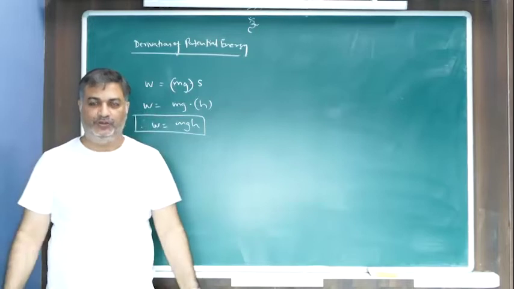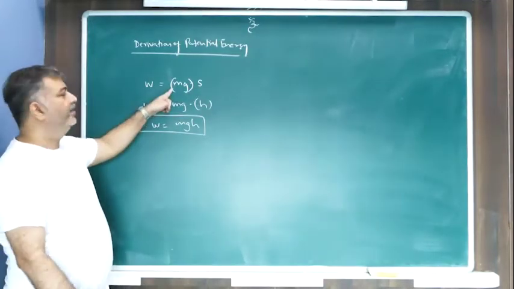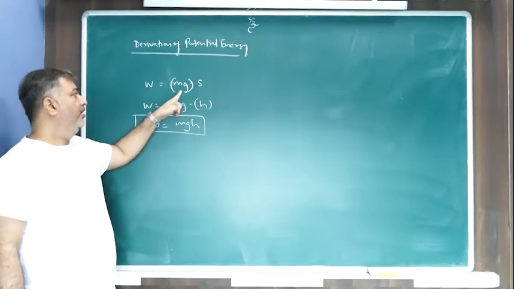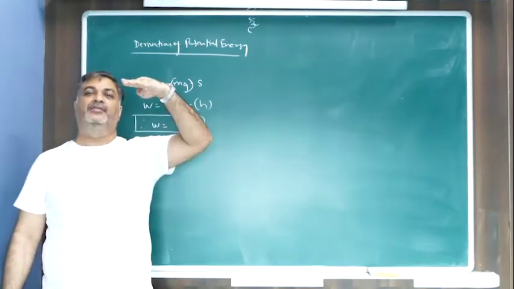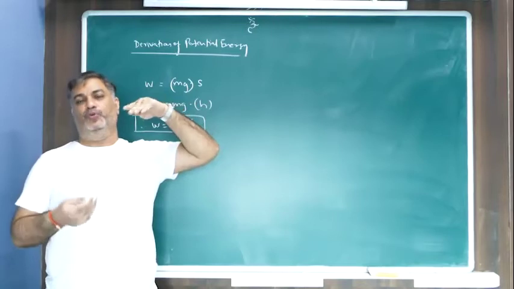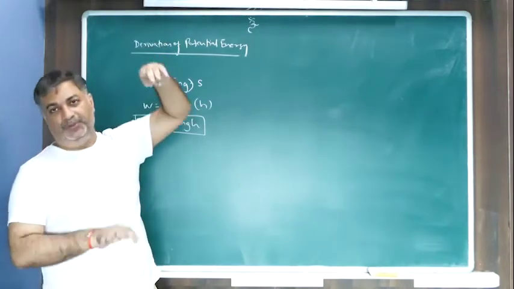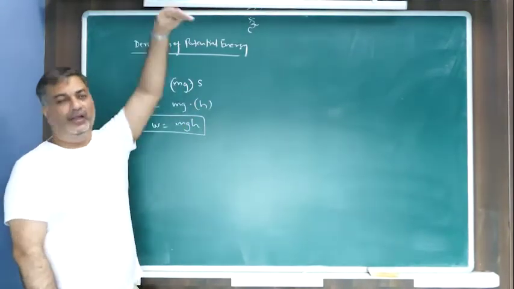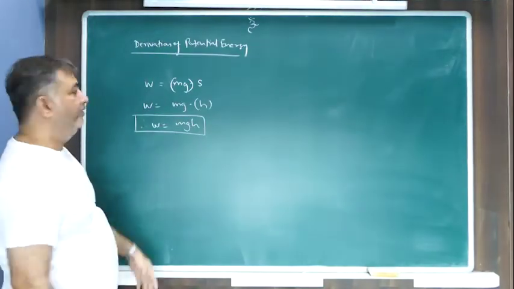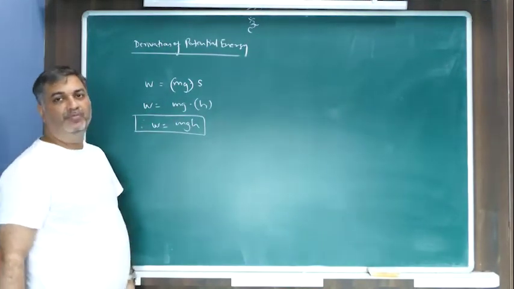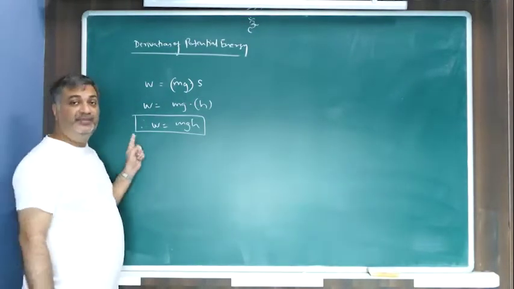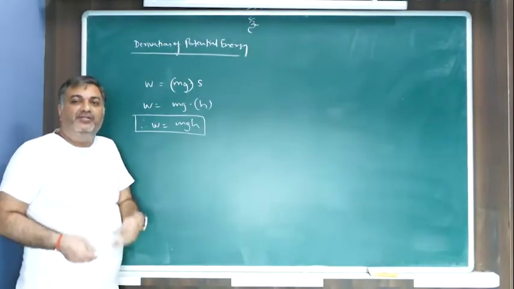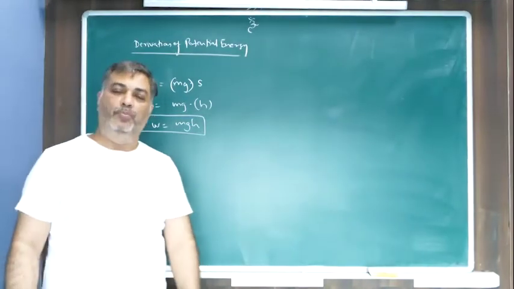Work done due to my position is because of my weight. That's the force acting on the body. So right now the force acting is my weight, which is mg, multiplied by the displacement, that is s, and that displacement for potential energy is the difference between the surface and the height. So we call it h, and therefore the work done becomes mg into h. So that is the work done, and this work done appears as the potential energy of the body.